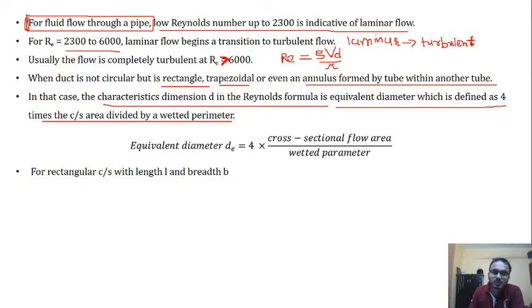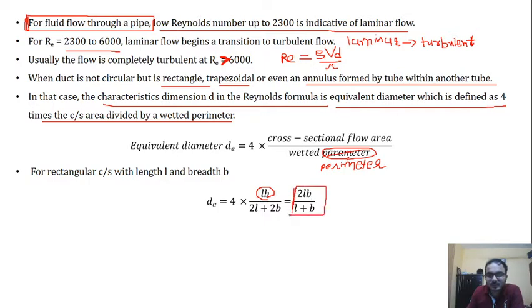So once we go through examples, you will be able to understand this, that for a rectangular cross section, length L and breadth B, we can write down in this way, that cross sectional area is LB and weighted parameter is, here it should be perimeter. This is wrong. Here it should be perimeter. So here 2(L plus B).